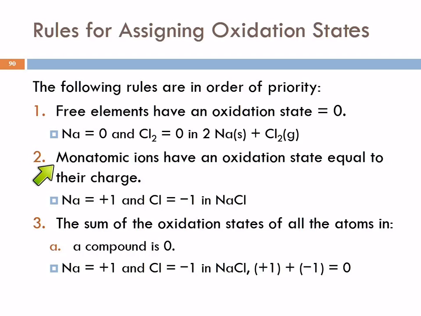The next rule is that monatomic ions have an oxidation state equal to their charge. So you've got sodium ion, you've got chloride ion. Sodium ion has a +1 charge. Its oxidation state is the same number as its ionic charge. But oxidation states are not ion charges. The chloride is -1. If we have a compound, the sum of the oxidation states of all the atoms have to add up to 0. So in this compound, NaCl, the +1 oxidation state of sodium and the -1 of chlorine add up to 0.